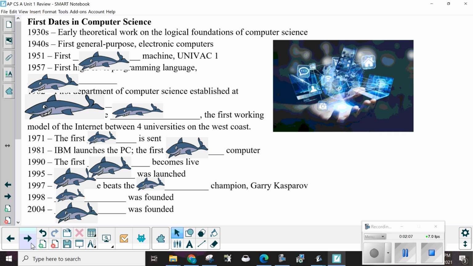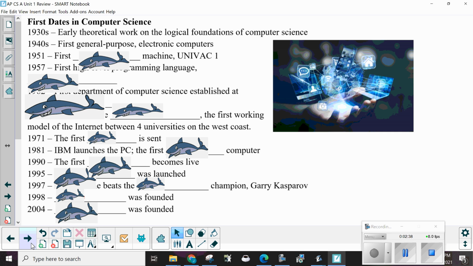Okay, here are some first dates in computer science. You could go about taking a look at these and figuring out from the internet what they are, or we can just go through them here. In the 1930s, we had early theoretical work on the logical foundations of computer science. The 1940s, first general-purpose electronic computers existed.